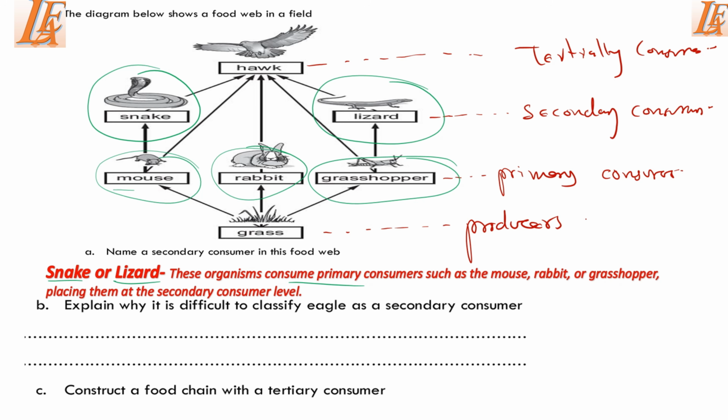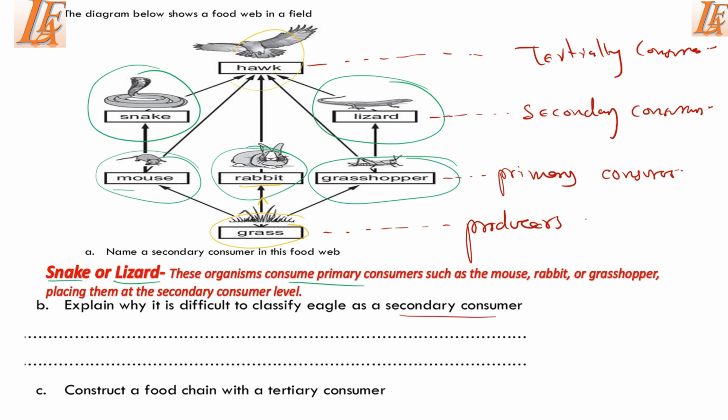Then question B, explain why it's difficult to classify an eagle, or in this case a hawk, as a secondary consumer. The reason why it's very hard for us to categorize this hawk as a secondary consumer is because it consumes both primary consumers and also secondary consumers. If you follow this route at the middle, we have grass, then we move to the rabbit, and then this rabbit is consumed by the hawk or the eagle. So in this case, the eagle acts as a secondary consumer.